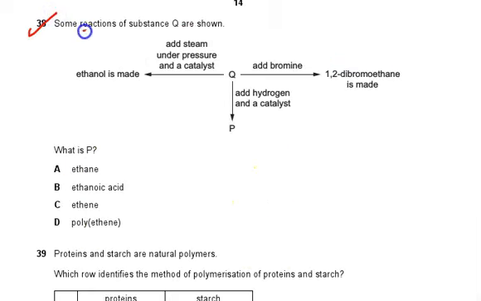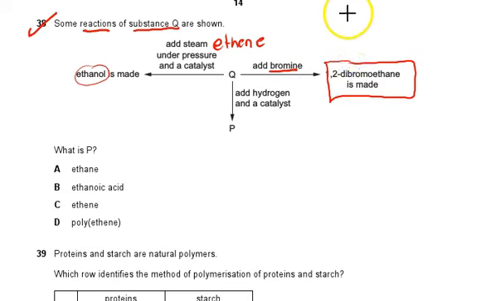Okay, number 38, some reaction of a substance Q are shown. This is steam under pressure and a catalyst, you will have ethanol. So here should be ethene. Let me write it down bigger a bit. So this is ethene. When the ethene is added with the bromine, you will have a 1,2-dibromoethane, which means you have ethene. Ethene is this. You have double bond. Here's H and here's H.